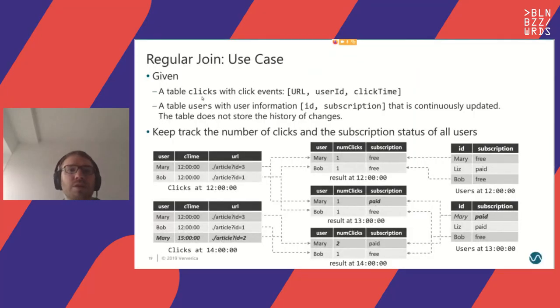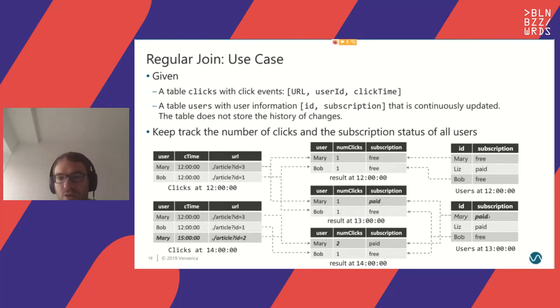It looks better. So one is the clicks table, and the other one is a users table. Here we modeled this exactly as I said before, with a table that is just updated, and we don't track any version. So let's say we have the clicks table at 12 o'clock, and this is the users table at 12 o'clock. If we join them together with a regular join, then we would have Mary, we would count the number of clicks, and we join it with the current subscription. Same for bot, and everything's fine at 12 o'clock.